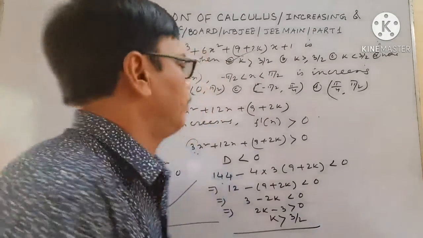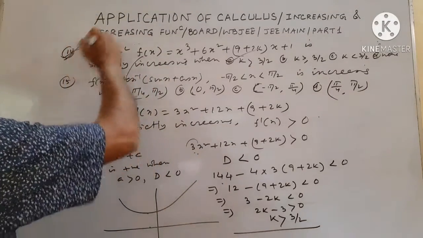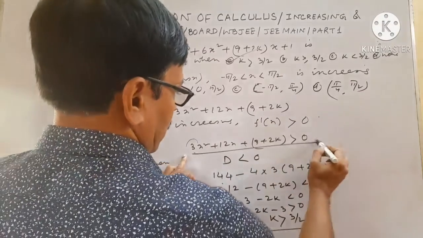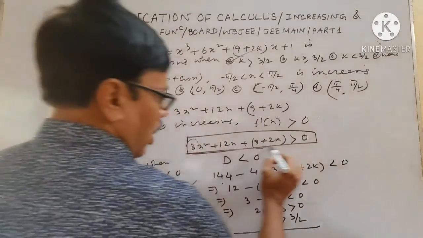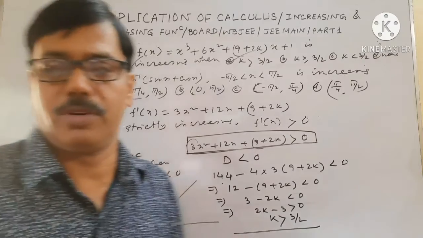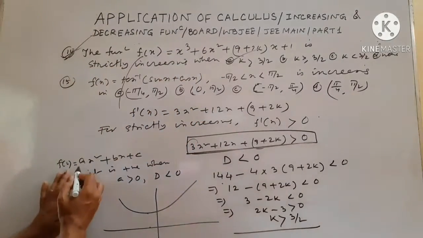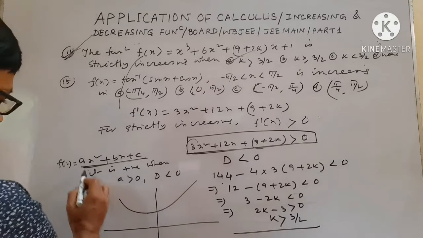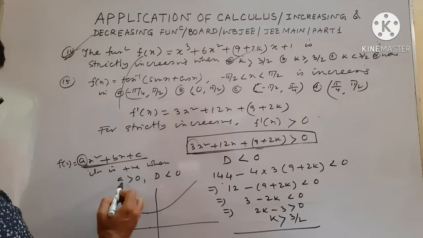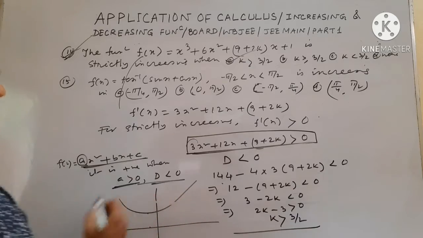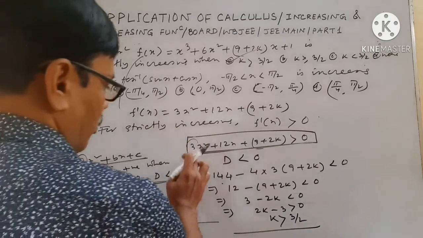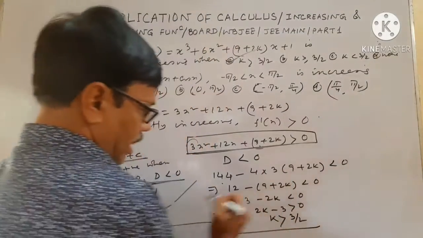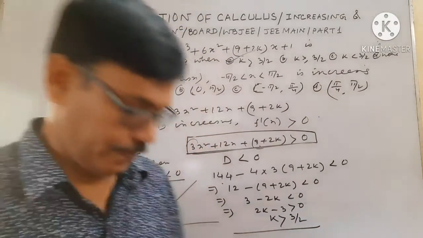So very simple. Look, the most important problem is this one, f dash x. For increasing we are getting this condition. Now this quadratic expression is positive when, as we know from the theorem, a greater than 0, the coefficient of x square greater than 0, and d less than 0. Here it is 3, obviously greater than 0. So we consider the discriminant and make it less than 0.